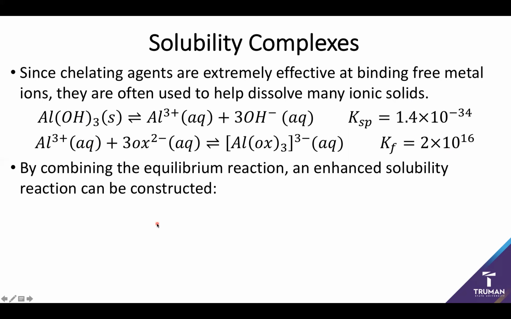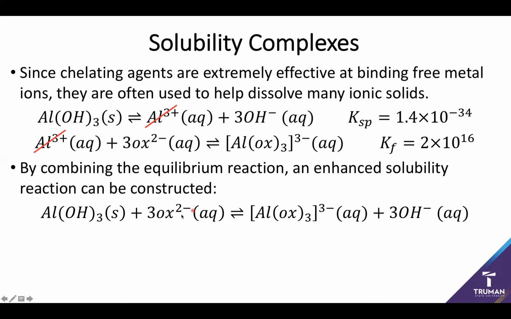The first thing you should do is look for any species that are shared by both reactions, one on the products and one on the reactants. In this case, both of these complexes have aluminum, so any aluminum generated by the hydroxide reaction should be immediately consumed by the oxalate species. And this generates a nice new reaction. Aluminum hydroxide plus oxalate gives the trioxalatoaluminate 3- complex plus these 3 hydroxide groups.